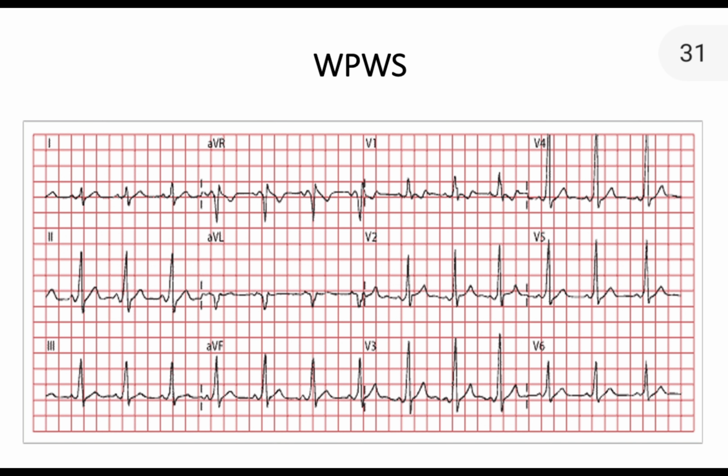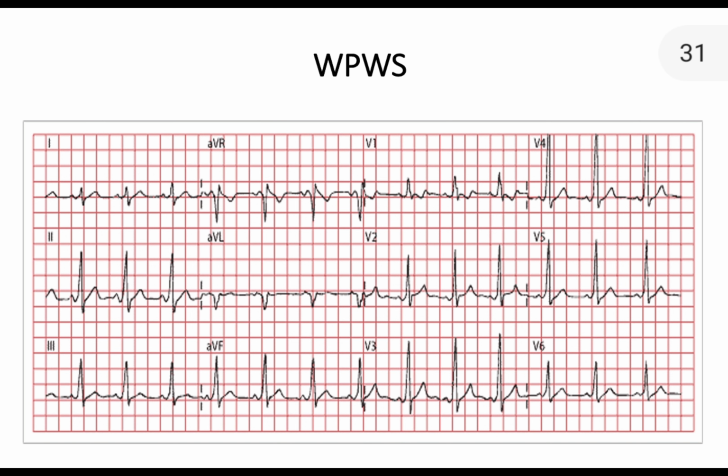Delta wave. This is a slurred upstroke of the QRS complex. It represents the early activation of the ventricles through the accessory pathway. Widened QRS complex. The QRS complex, which represents ventricular depolarization, is widened, greater than 120 milliseconds, due to the fusion of the normal ventricular activation and the early activation through the accessory pathway.